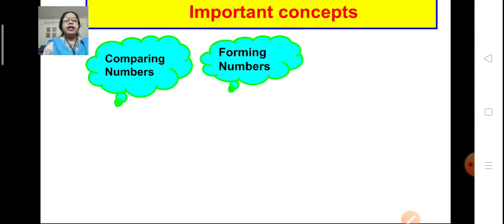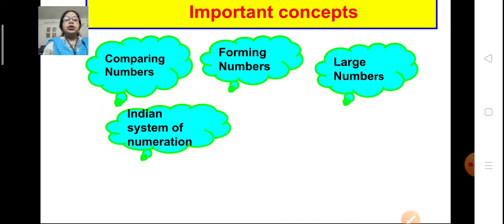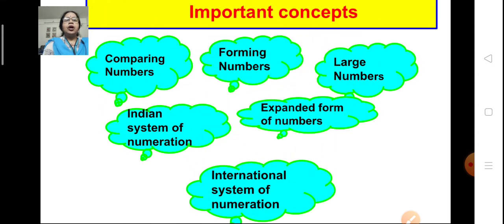We are going to revise how to compare the numbers, how to find out the greatest and smallest numbers, and this will also help us in arranging the numbers in ascending and descending order. Then forming the numbers from given digits, forming the greatest and smallest numbers from the given digits.